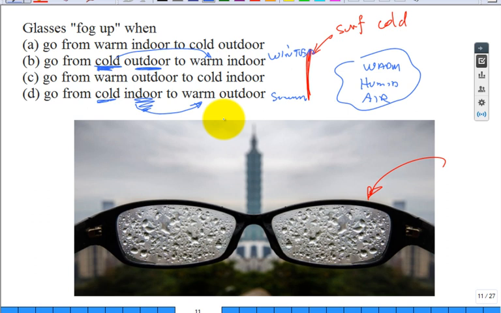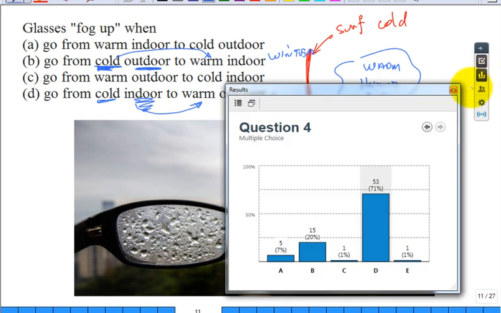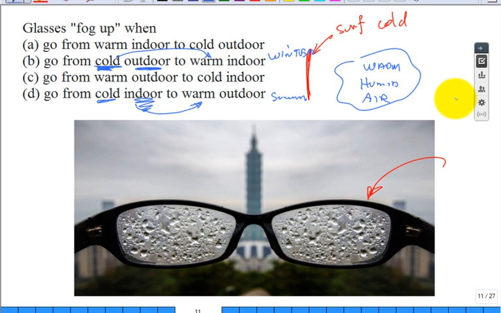So both of those work, Professor, that's kind of bad, where both D and B are correct. But I'm going to grade both of them as correct. Somebody said it also happens if your face is really hot and sweaty and your glasses are lying on a table by an air conditioned vent and are really cold. If you put those cold glasses on your hot, sweaty face, they'll fog up on the inside too.